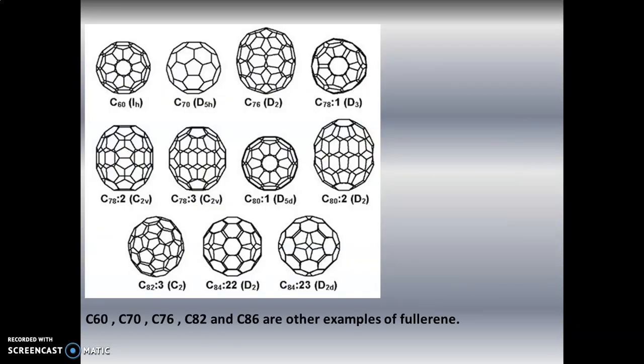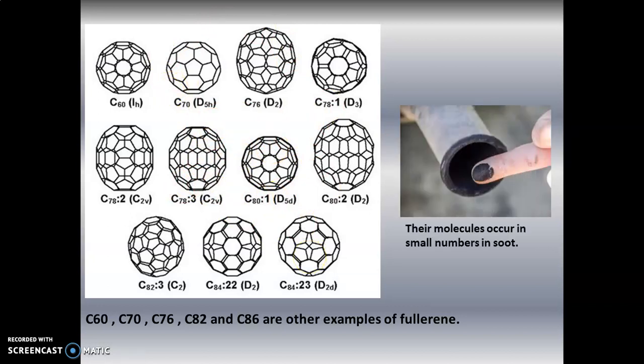Other than C60, we have C70, C76, C82 and C86 as other examples of fullerene. Okay, so you can see that it has different physical structures. So C60 looks like a ball, then C70, C76, C78 and so on. Okay, so depending upon the number of carbon atoms, you can see the variation in the structure. These are all the examples of fullerene.